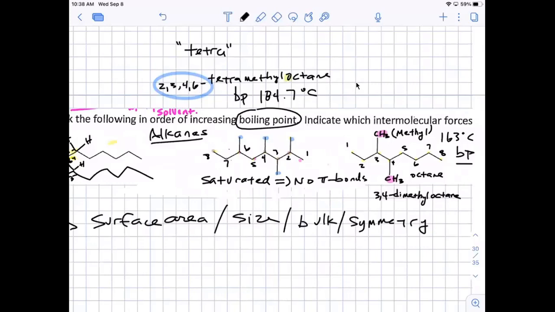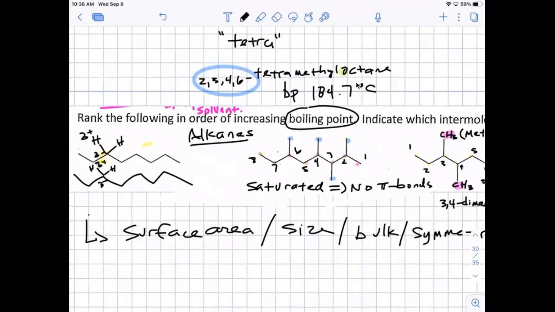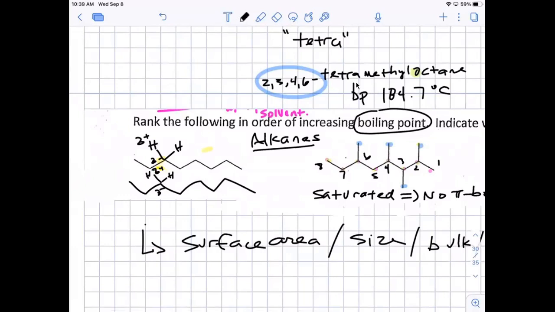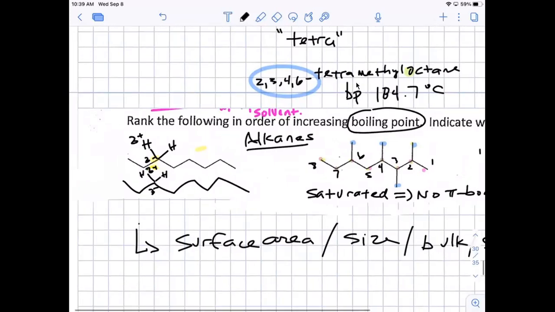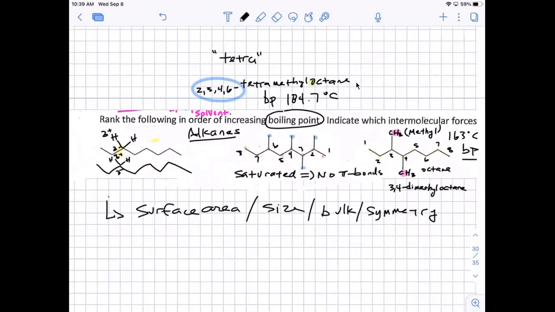And then look up the boiling point for just plain octane. 184. Interesting. It's explainable though. The boiling point for octane is 125 degrees Celsius. Okay, great. So now we can explain why we see what we see, right?